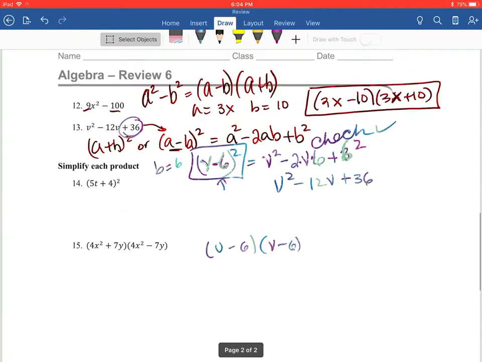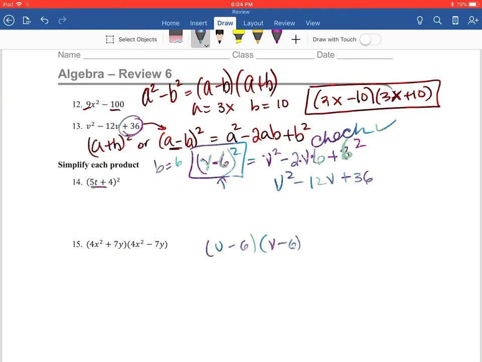Problem number 14. I notice that, well, that is a perfect square because it's squared. So I'm going to do just like what I did up here in this problem. So I'm going to say my A value is equal to 5t. My B value is equal to 4. So I'm going to say 5t squared plus 2 times my A value, which is 5t, times, and we're simplifying this.